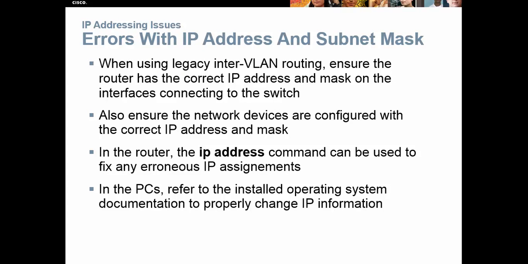Some of the errors that you see with IP address and subnet mask when using legacy inter-VLAN routing: ensure that the router has the correct IP address and mask for the interface connecting to the switch. They have to be within the same subnetwork. Also ensure that the network devices are configured with the correct IP address and mask. On the router, the ip address command can be used to fix any IP addresses that have been assigned incorrectly. With the PC, you need to refer to the installed operating system documentation to properly change your IP configs there. Typically that's under your network settings.